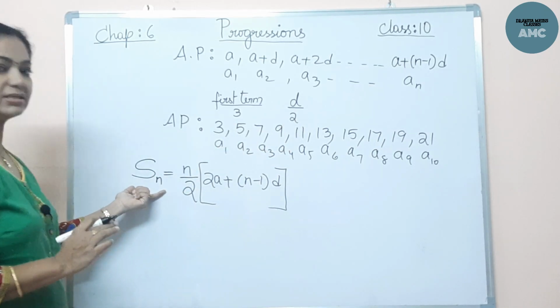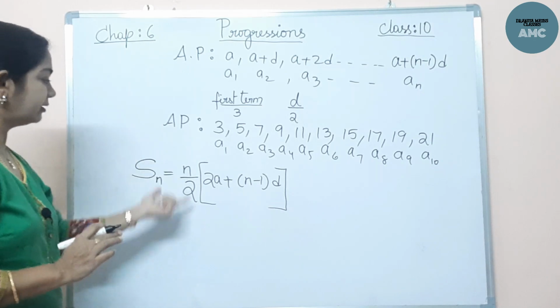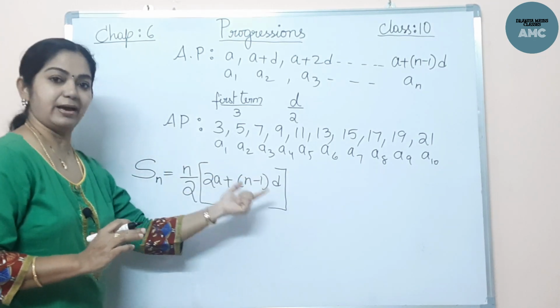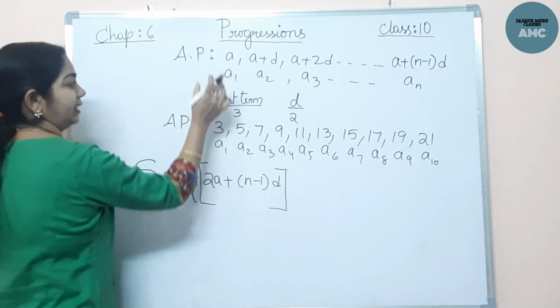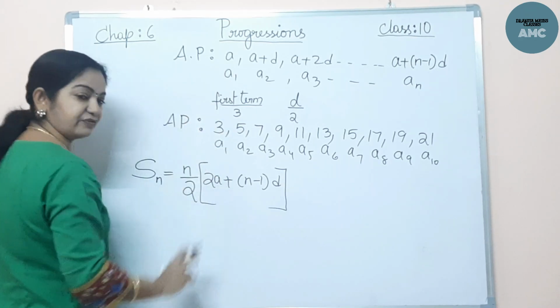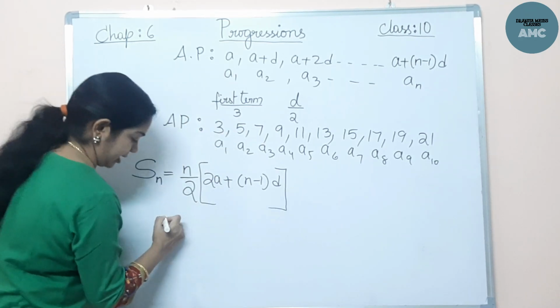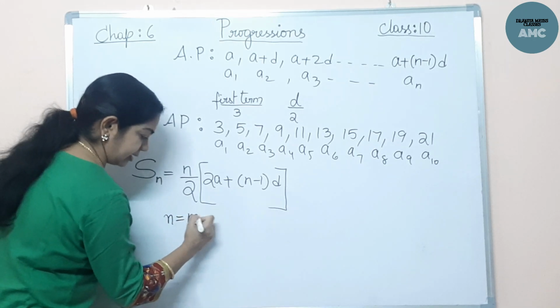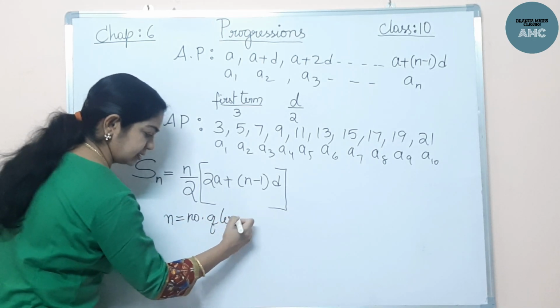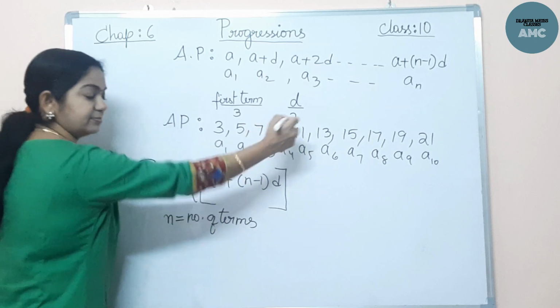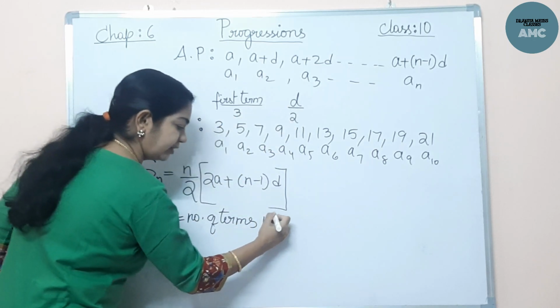If you are using this sum of n terms, here we know all the terms. As we have also known this AP, a is the first term, and n is the number of terms in an AP whose sum we have to find.